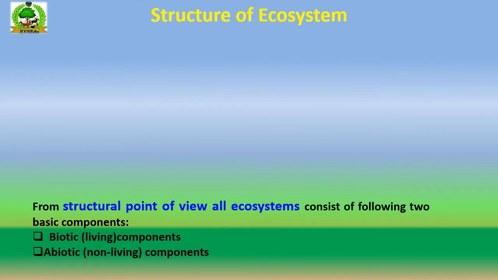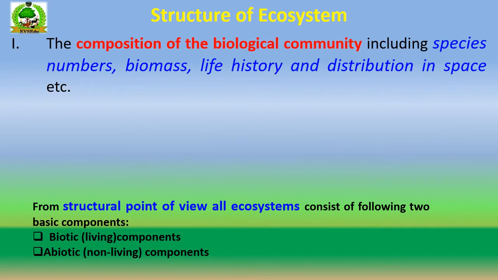Well, let's talk about the structure of ecosystem. Dear friends, by structure we mean the composition of the biological community, including species number, biomass, life history and distribution in space.